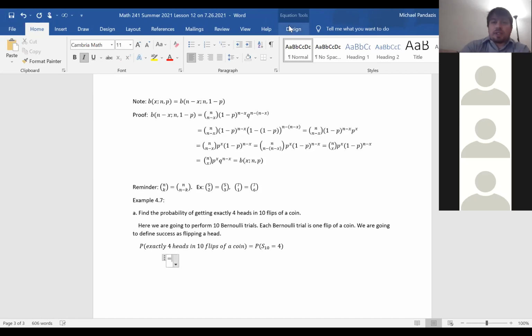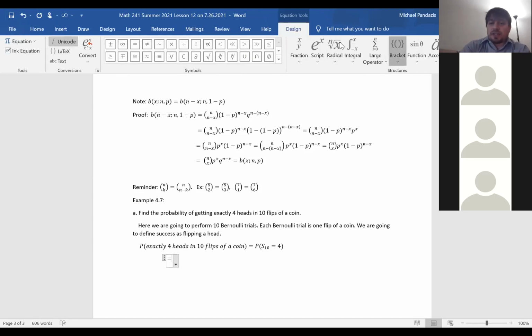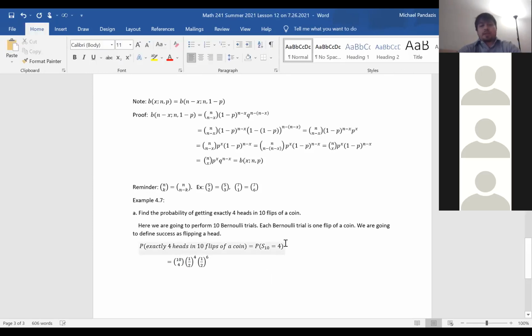And so the probability of exactly 4 successes in 10 Bernoulli trials is 10C4, the number of ways to choose 4 of the trials to be successes out of 10, times 1/2, which is the probability of success, raised to the 4th power, times 1/2, which is the probability of failure, raised to the 6th power. So I guess technically here we've said the probability of success is 1/2.